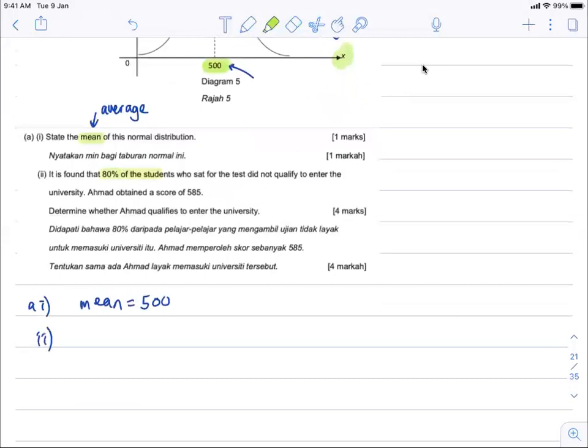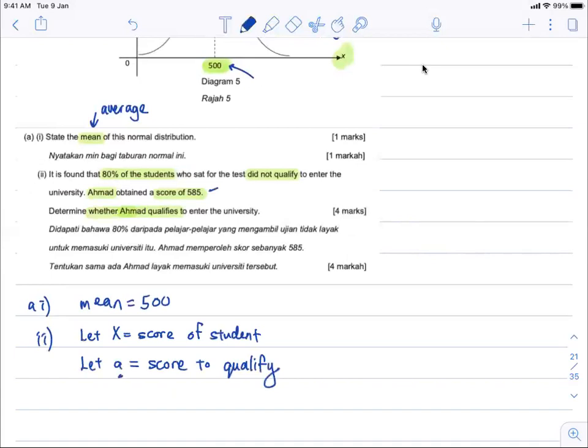Now let us move on to part 2. It is found that 80% of the students did not qualify. Ahmad scored 585. You want us to find out whether Ahmad qualified or not. To approach this question, we can first let X represent the score of the students. And then we can use another unknown to represent the score to qualify. Let A equal the score to qualify. This A is an unknown number. We don't know what it is right now. It could be 400 or 450.